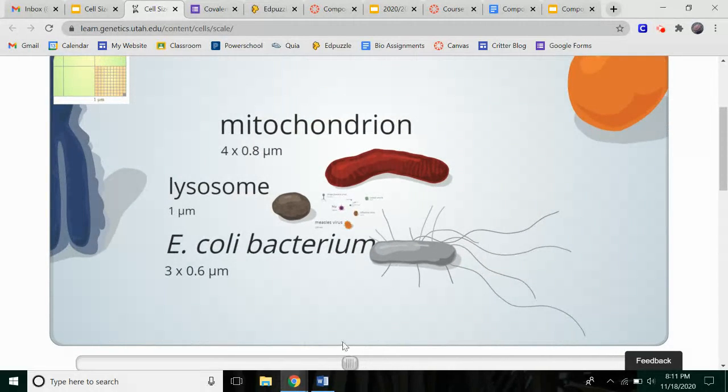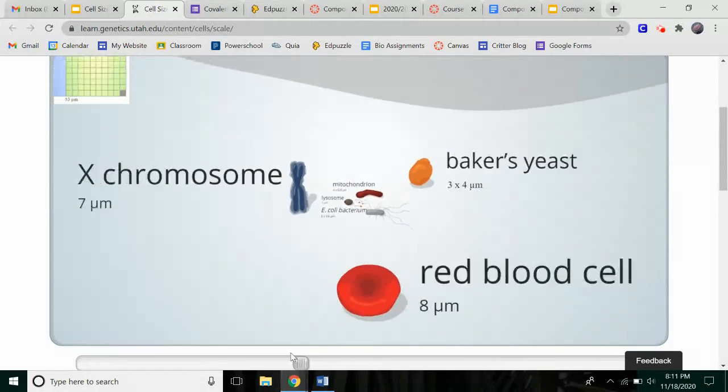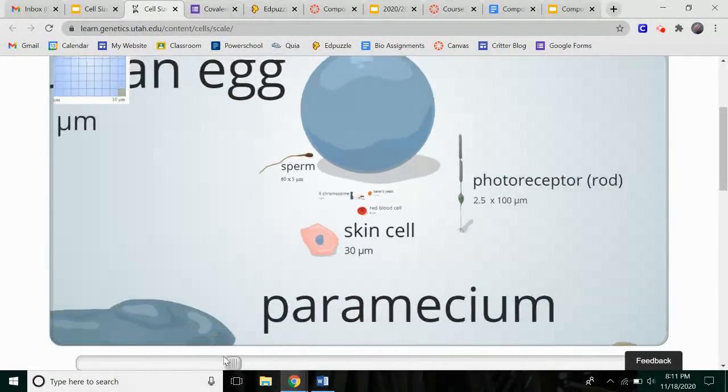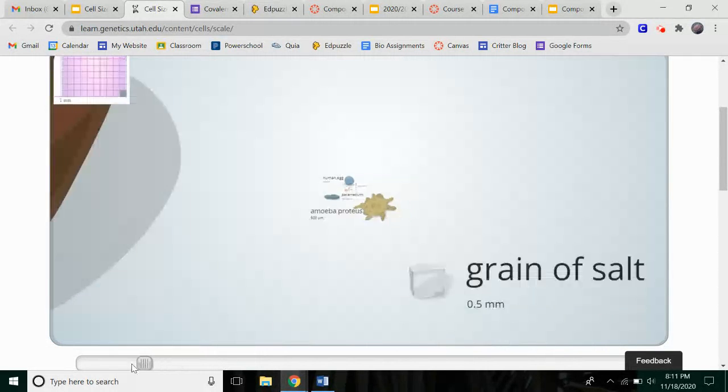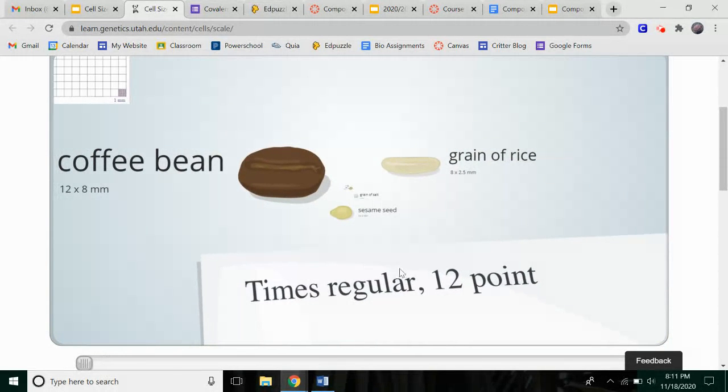So that's very, very small, and we can zoom back out and you'll start to see the size of cells. There's our first cell that we see, E. coli, and how that compares to some of the small things that you're familiar with, like salt, sand, coffee, or printed text.